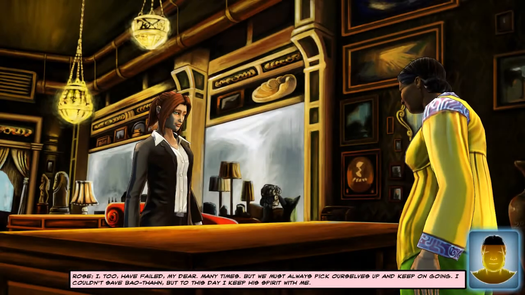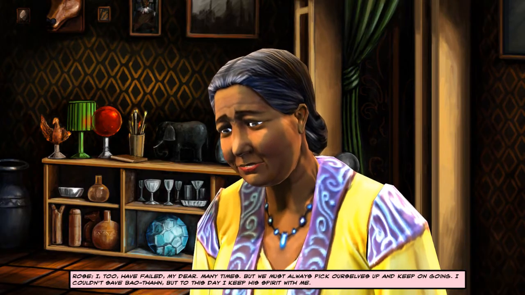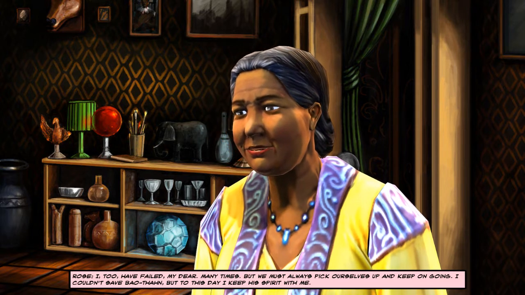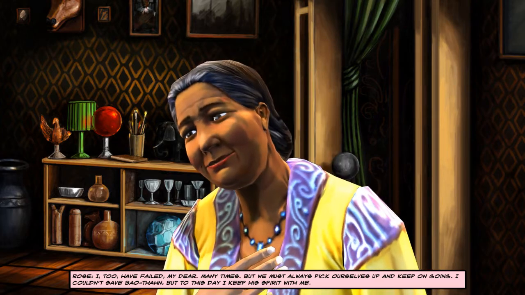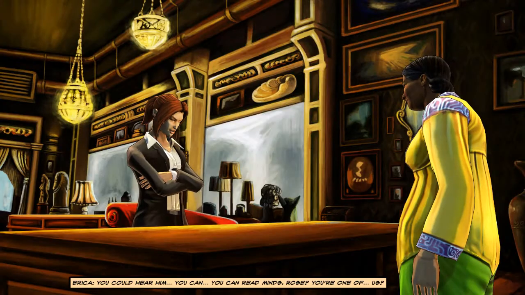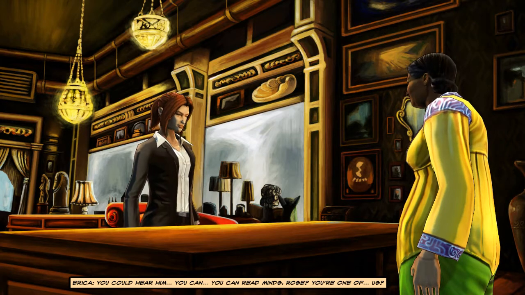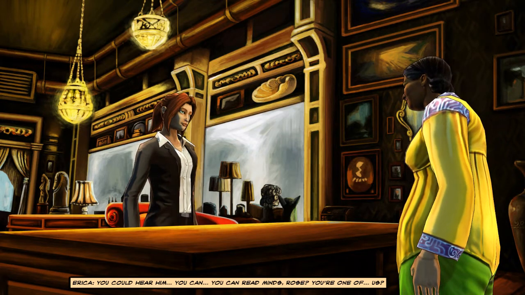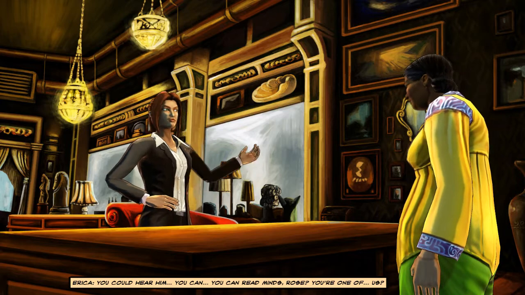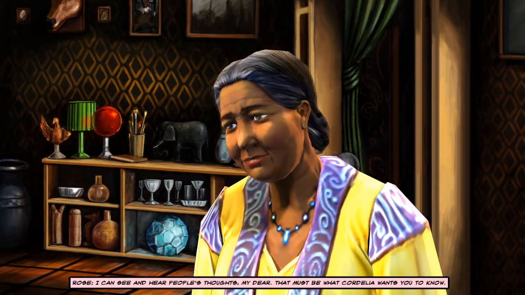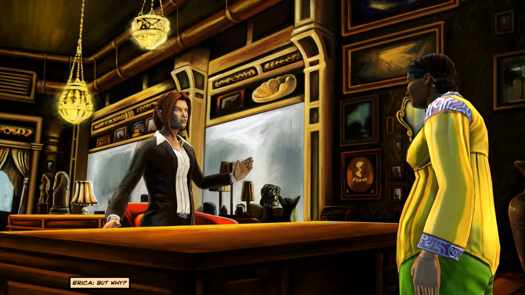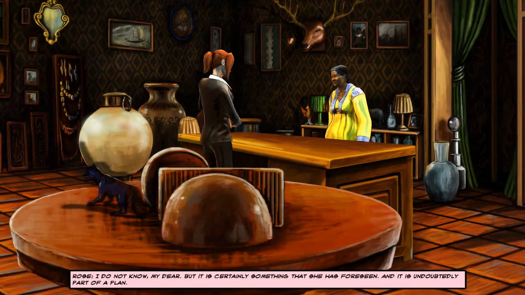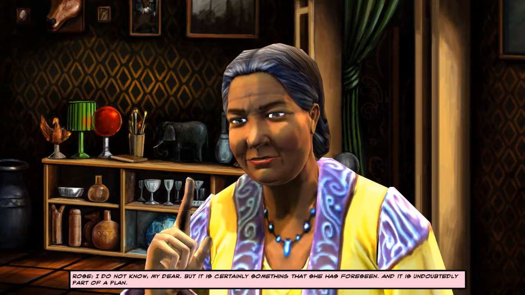Oh, I too have failed, my dear, many times. But we must always pick ourselves up and keep on going. I couldn't save Baotan, but to this day I keep his spirit with me. You could hear him. You can read minds, Rose? You're one of... us? I can see and hear people's thoughts, my dear. That must be what Cordelia wants you to know. But why? I do not know, my dear, but it is certainly something that she has foreseen, and it is undoubtedly part of a plan.